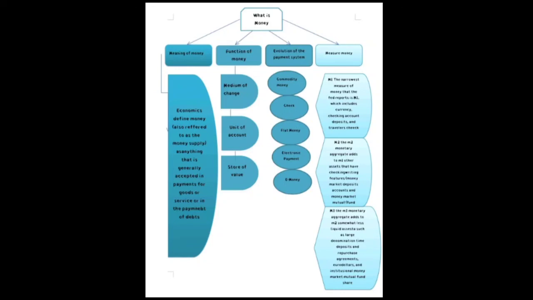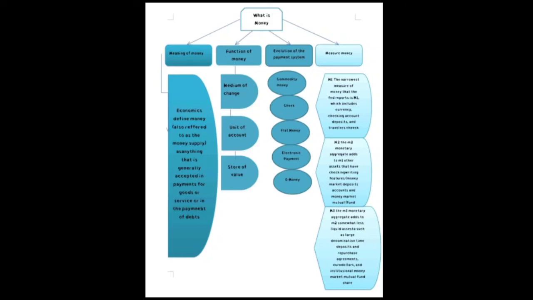And then measures of money. M1, the narrowest measure of money that the Fed reports, is M1, which includes currency, checking account deposits, and traveler's checks. M2, the M2 monetary aggregate, adds to M1 other assets that have check-writing features, money market deposit accounts, and money market mutual fund shares.